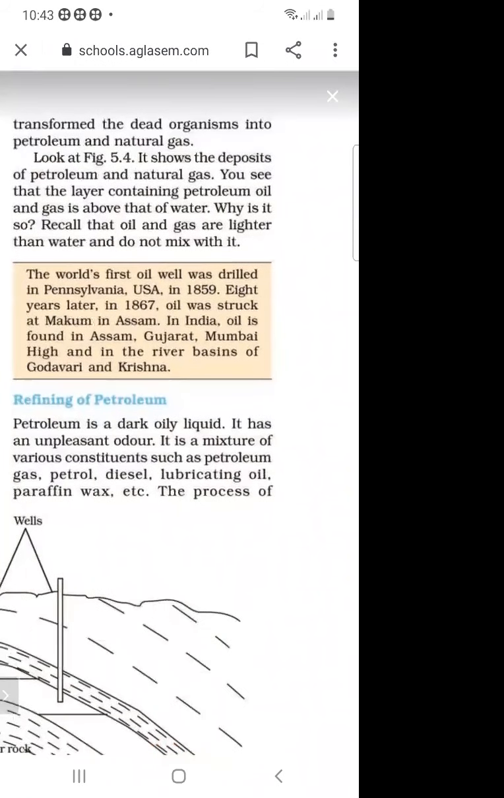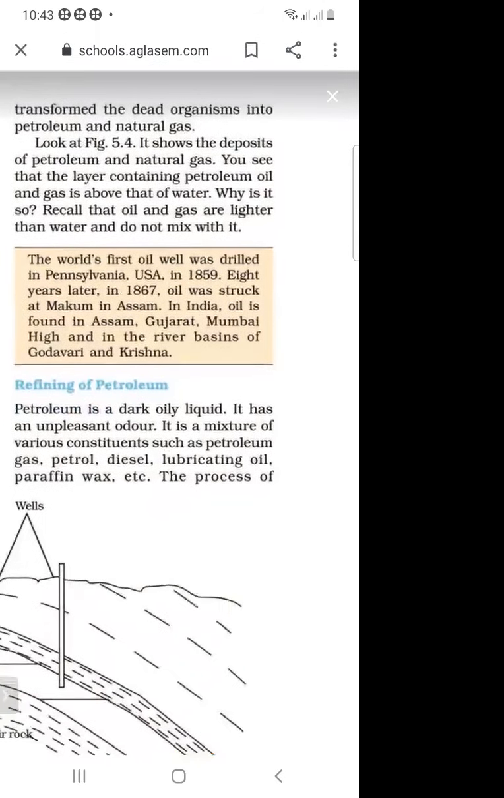And where in India is oil found? In India, oil is found in Assam, Gujarat, Mumbai High, and the river basins of Godavari and Krishna.